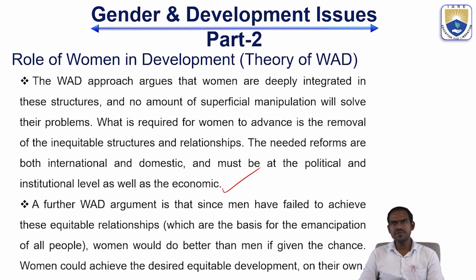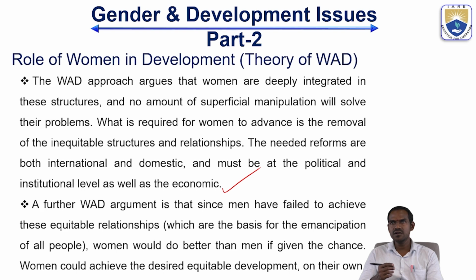A further WAD argument is that since men have failed to achieve these equitable relationships, which are the basis of the emancipation of all people, women would do better than men if given the chance. Emancipation means freeing someone from the dominance or the control of another person; he should be free from all the forces and should have his own rights. So the basis for emancipation is equitable relationships. Women could achieve the desired equitable development on their own.